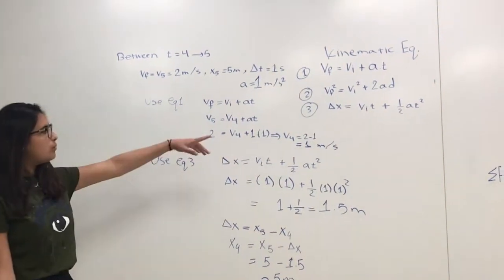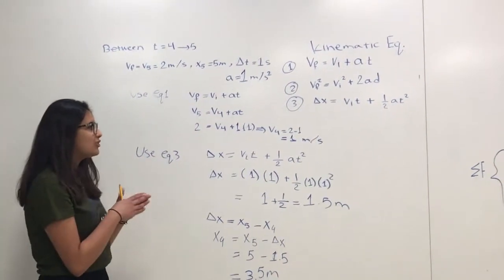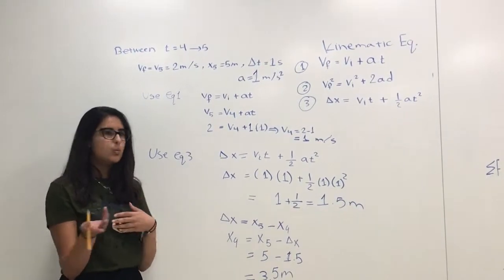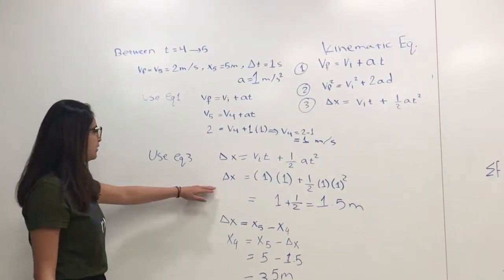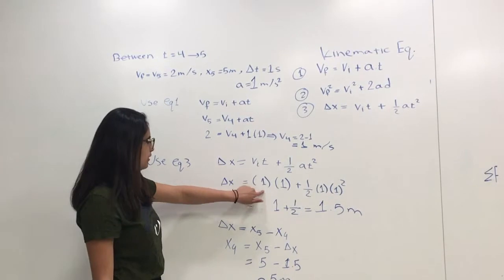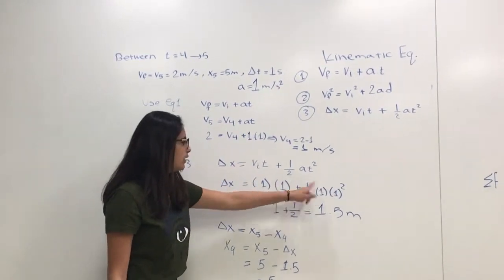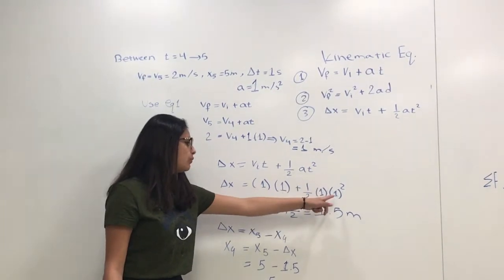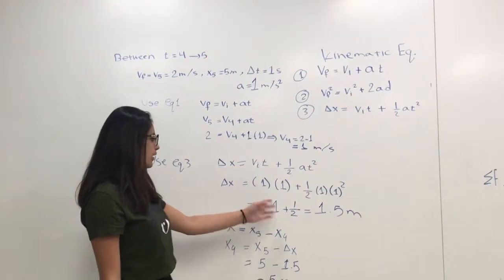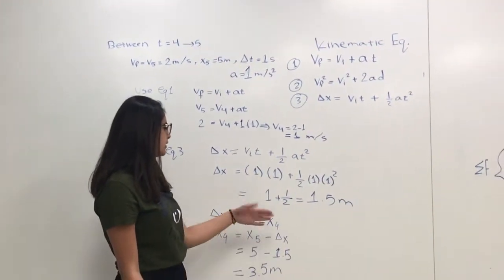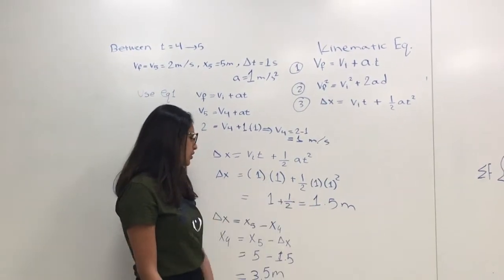And using equation number 3, delta x is equal to V initial times time plus half a t squared, we get this. V initial is 1, which we got, and time is 1, plus half times a, which is 1 meter per second squared, times time, 1 second, squared. So we plug in all the missing components, and we get 1.5 meters.